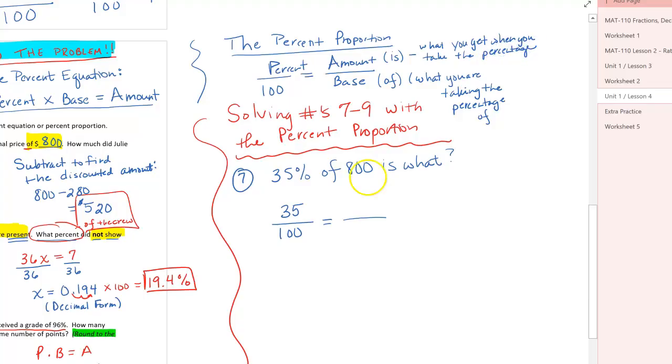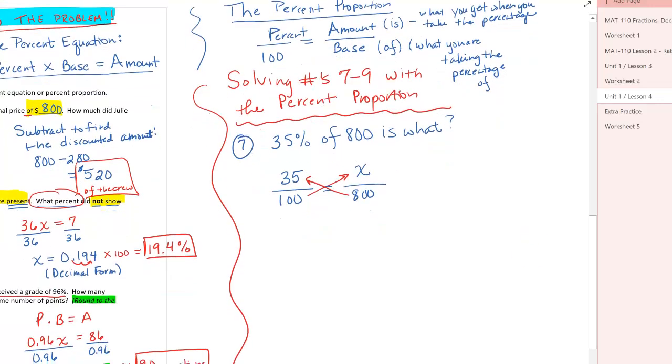So in this case, the base, that's what we're taking the percentage of, so it goes on the bottom. And X or a question mark will go on the top. This time I'll use X. In example 8, I'll just use a question mark. So we talked about several ways to solve a proportion. One is to cross multiply and then divide by the number in front of X. So we have 100 times X, if we cross multiply here, is equal to 35 times 800.